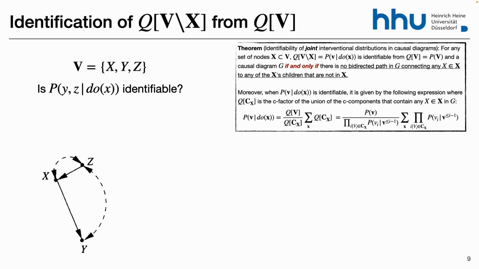But now we have examples. So this is a graph over V, and V is X, Y, and Z. If I ask you what's the probability of Y and Z given do X, I'm asking you the joint interventional distribution. So you can apply the theorem to check this identifiability because it's the joint. And it's an if and only if condition, so you can check if this effect is identified. So for this first graph, I ask you, is the probability of Y and Z given do X identifiable?